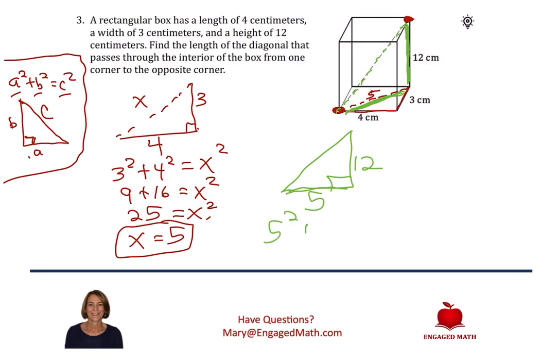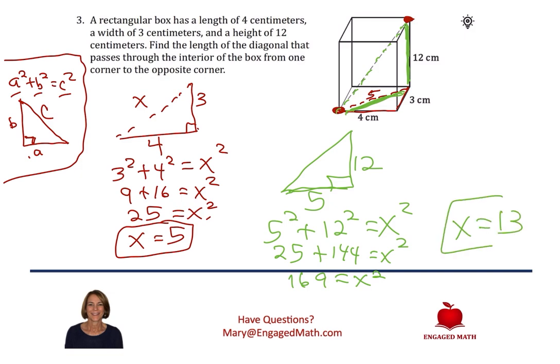So now we're going to say 5 squared plus 12 squared equals x squared, and once again, we're going to use our quadratic solving skills. So we're going to get 25 plus 144 is equal to x squared, and 169 is equal to x squared. So we are going to get that x is equal to 13. Okay, that is what we were looking for. That is the answer to our question. The only other thing we need is the units: 13 centimeters.